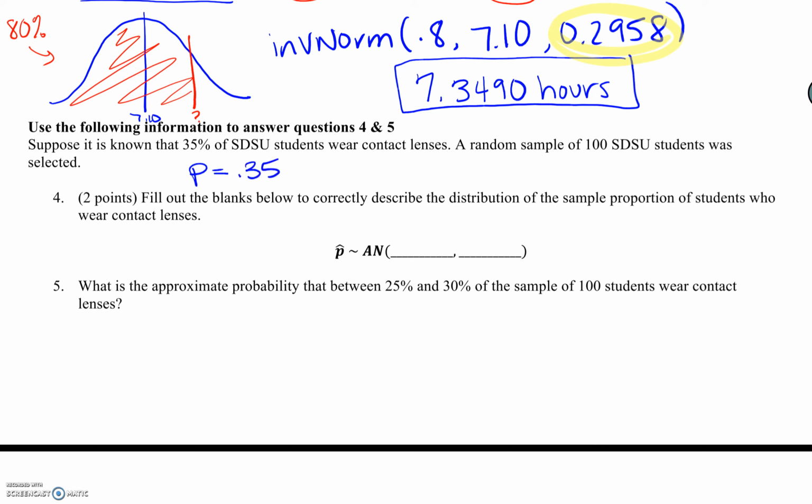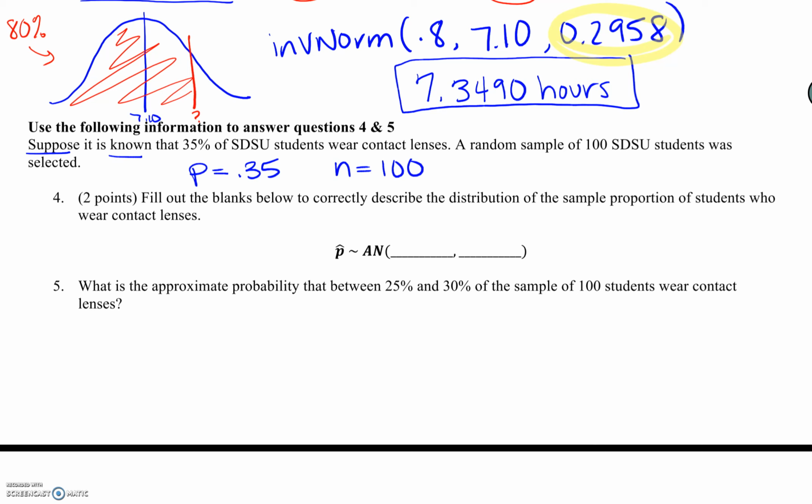Looks like we just got a proportion. And it's the true proportion because we have all these things. Suppose it is known nothing about a sample. This is the real deal proportion, or P. A random sample, okay, there's our N of 100 students is selected.